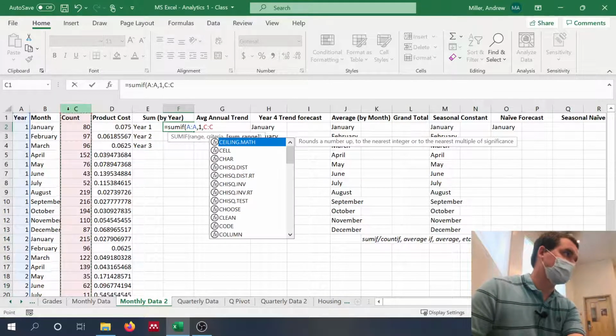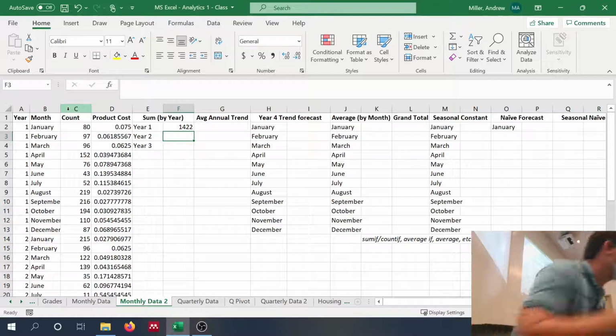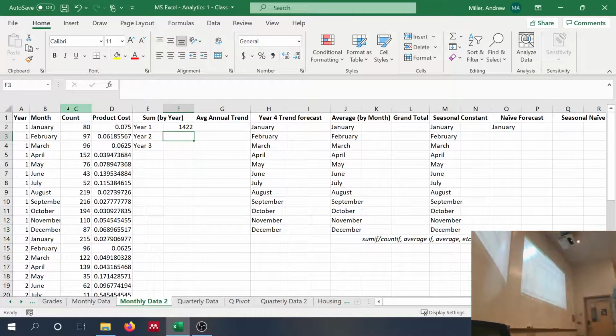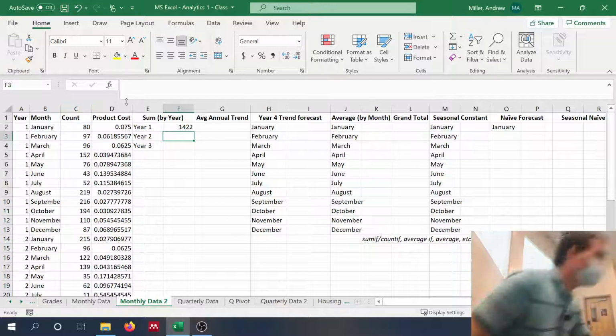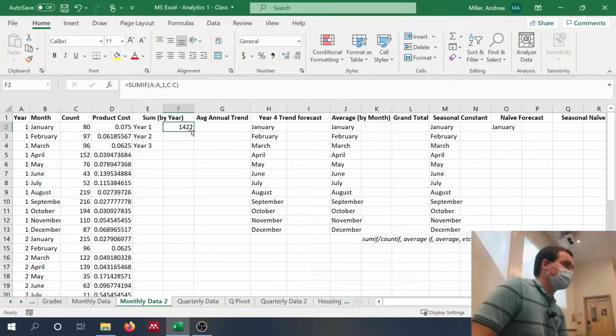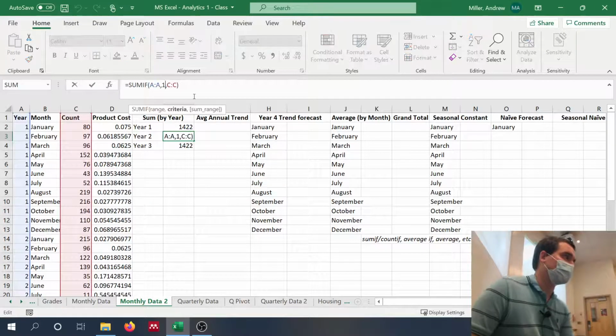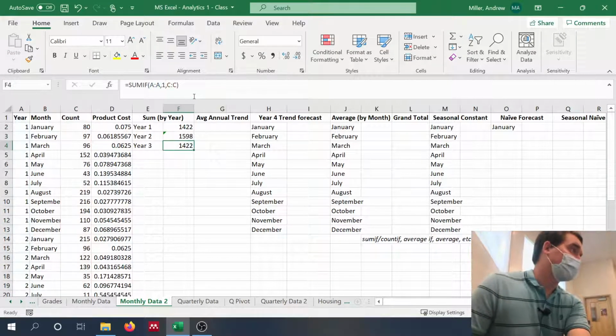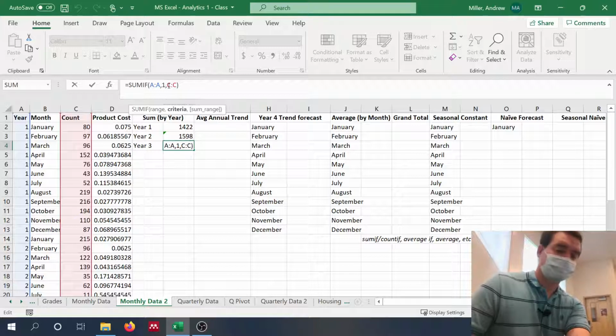So the sum range is going to be the count because that's how many we're doing. That's exactly right. You'll pass that down to him, please. Thank you. All right, and we're just going to copy this guy down. We will have to change the criteria on each. Just change it to 2 for year 2, and of course 3 for year 3.